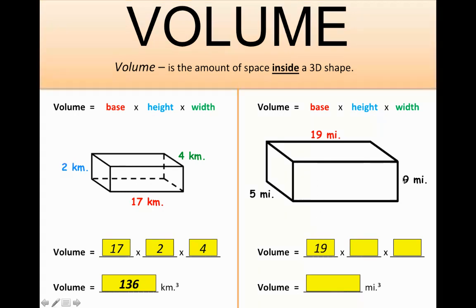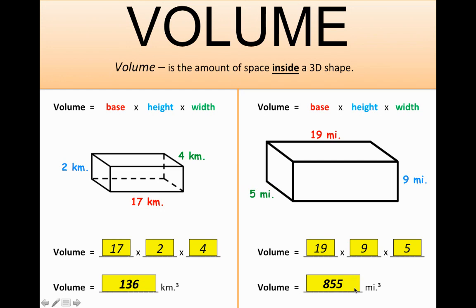The height would be the vertical edge, so that's going to be the 9. We plug that 9 into the second spot. The width is going to be this 5 over here, so we plug that 5 into the last spot, and you are good to go. You've got the base, the height, and the width. The last thing to do is multiply these 3 things together. 19 times 9 times 5 is going to give you 855 miles cubed.